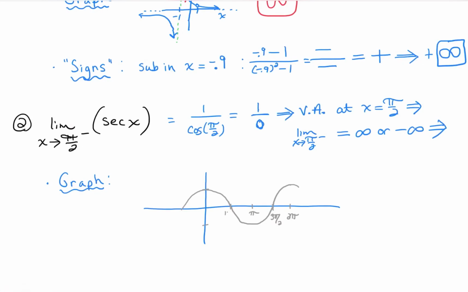This is where I'm at pi over 2, and obviously over here we're at negative pi over 2. All right, so this is my graph of cosine. This is just a little review for you for trig functions. So essentially when you take the reciprocal of cosine, it doesn't exist, and that's where you would get your vertical asymptotes. So you have vertical asymptotes on your cosecant graph where the cosine graph had x-intercepts.